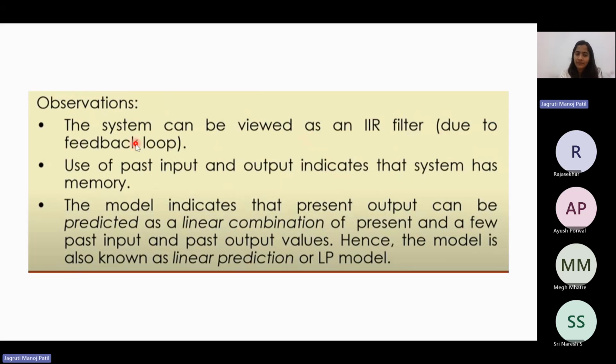Since we have a measure of the past values and how we are changing it, it indicates my system has some memory. It also indicates that the present output can be predicted as a linear combination of the present and a few past input and output values. Hence the model is also known as the linear prediction model.